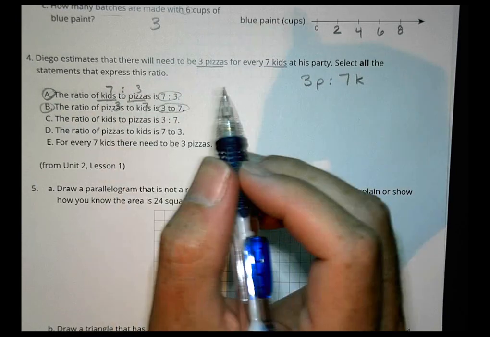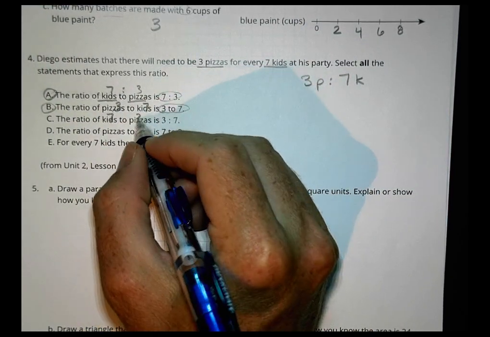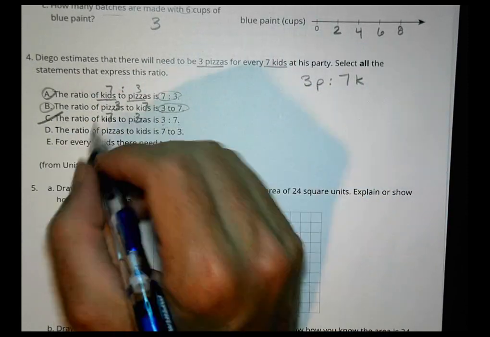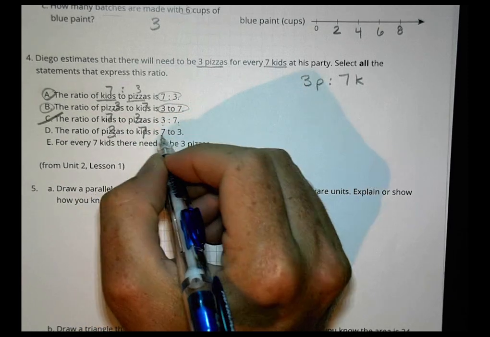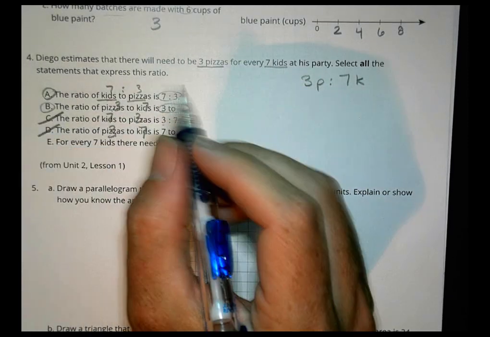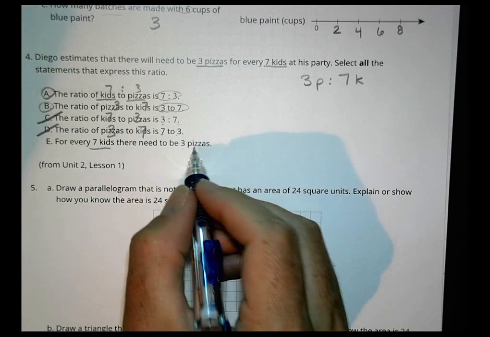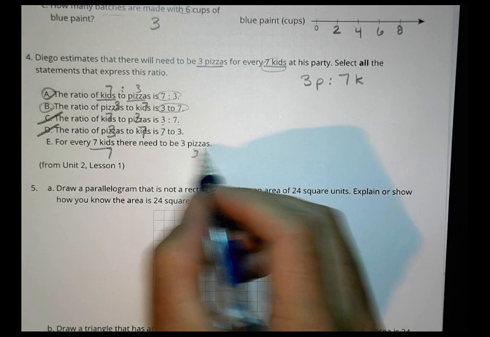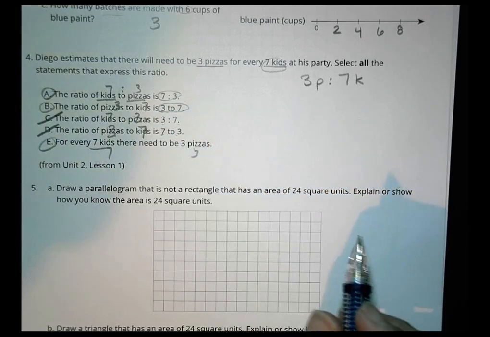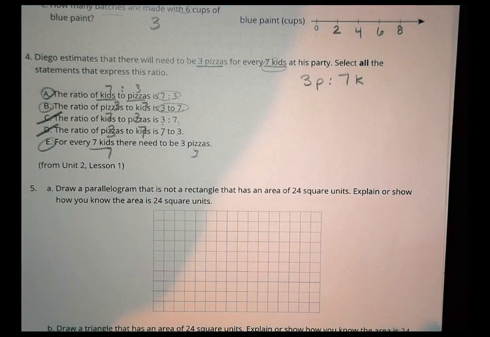That's okay. The ratio of kids to pizza, kids is 7, pizzas is 3, 7 to 3, not a match. The ratio of pizzas to kids, pizzas is 3, kids is 7, that does not match, not there. And for every 7 kids, there needs to be 3 pizzas. We had 7 kids, and we have 3 pizzas. That is a match. We're good there. All right, so just be careful of the order of the words. Make sure things are lining up the right way there.